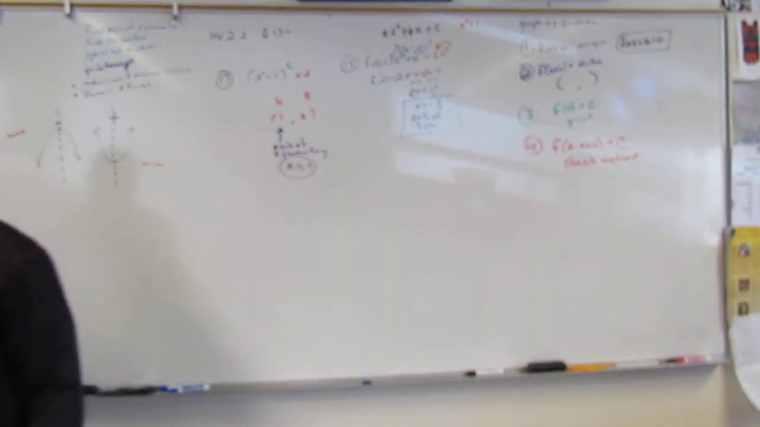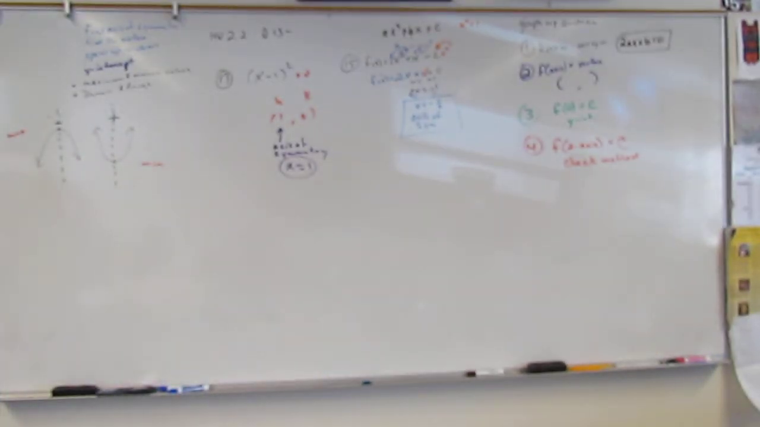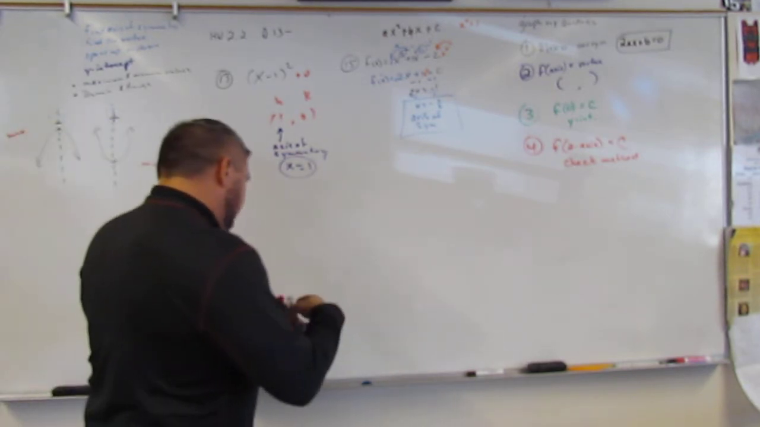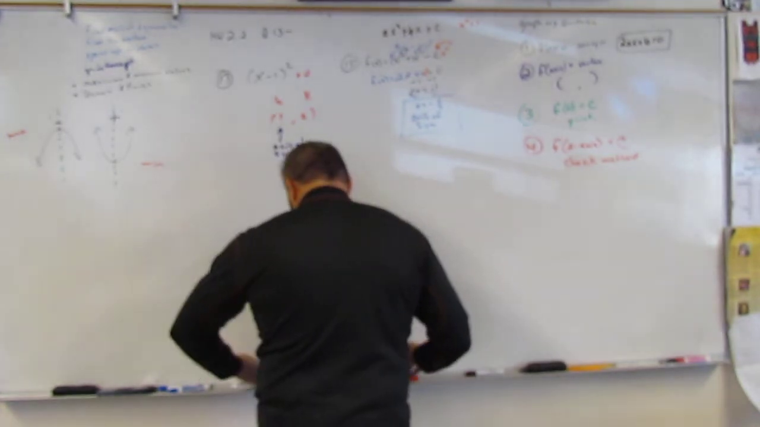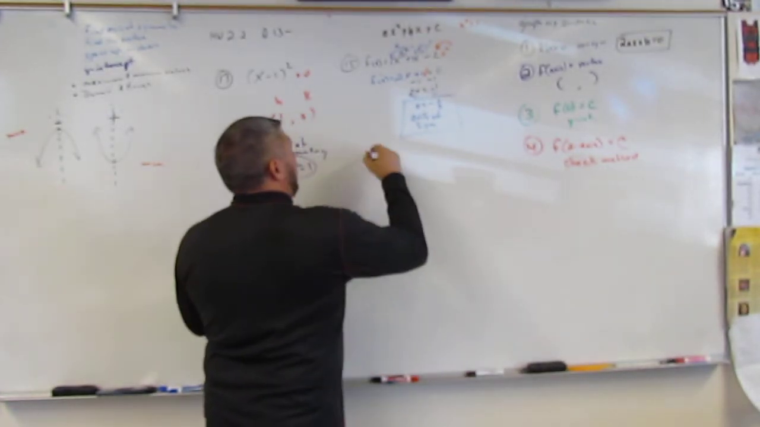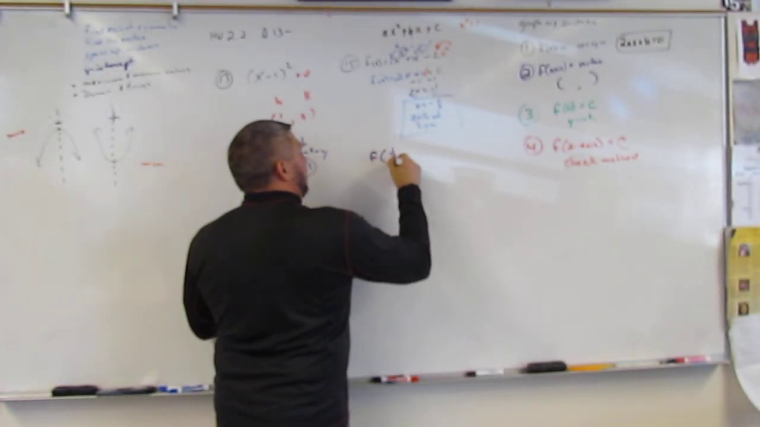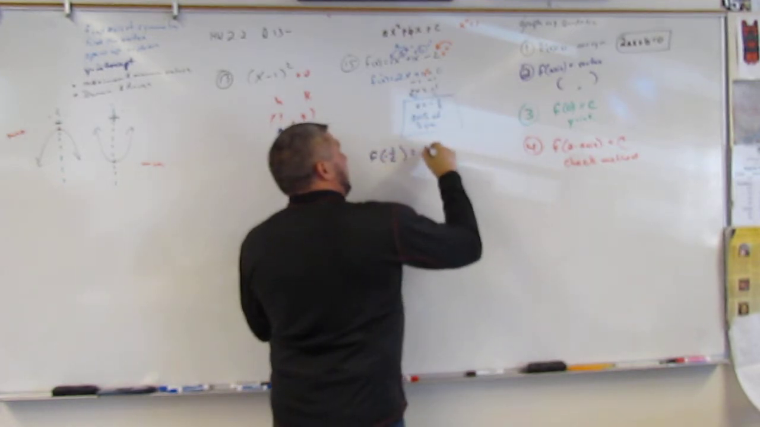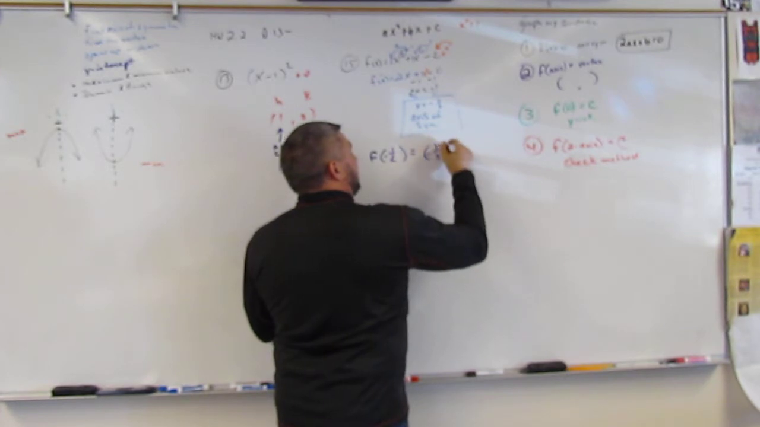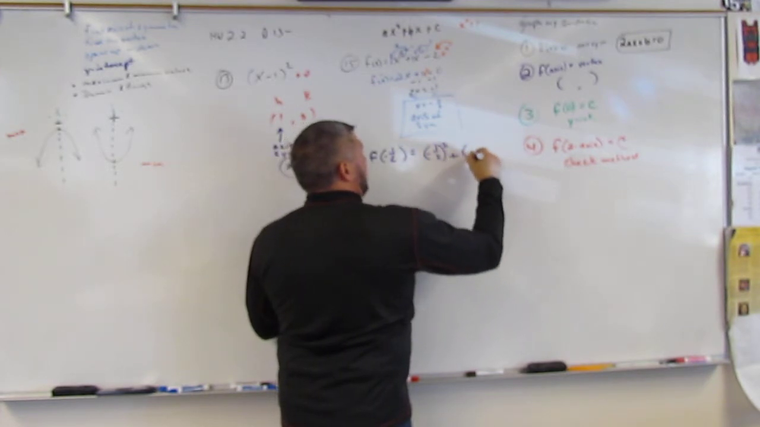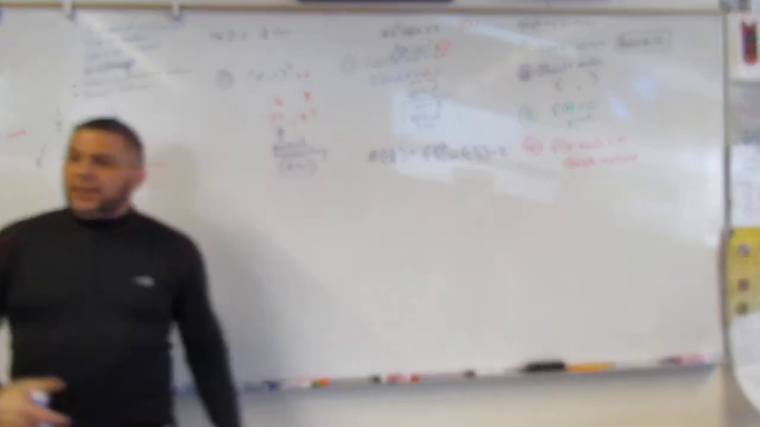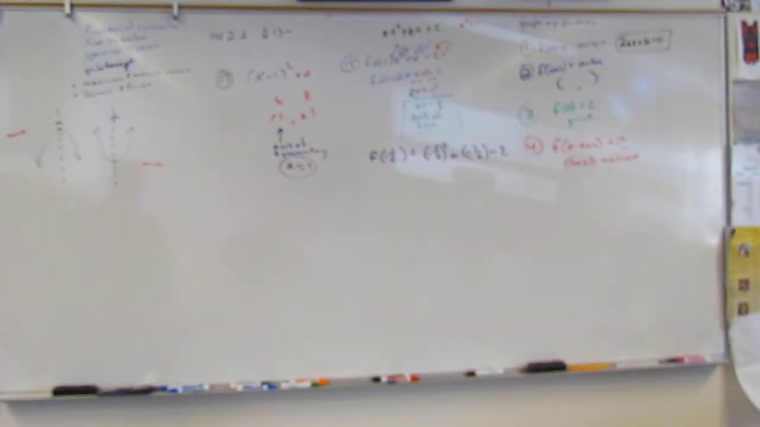Okay? Now we have to find the vertex. How do we find the vertex? Plug it in. Plug it in, right? So f of negative 1/2 is equal to negative 1/2 squared plus negative 1/2 minus 2. You just plug it into the function.